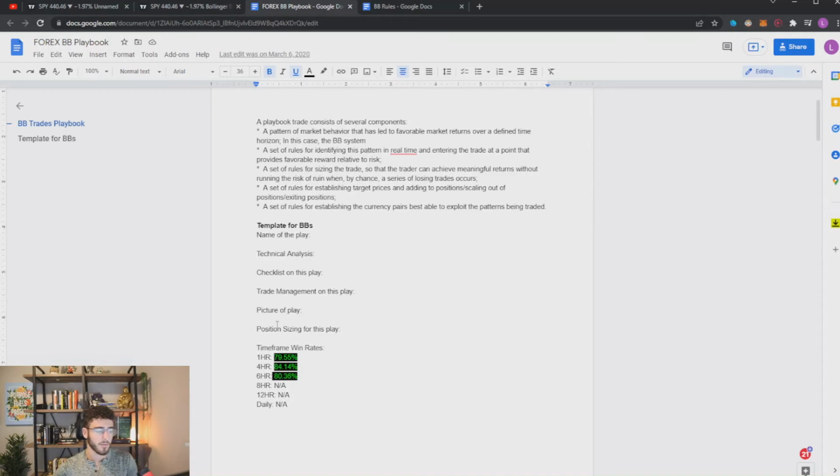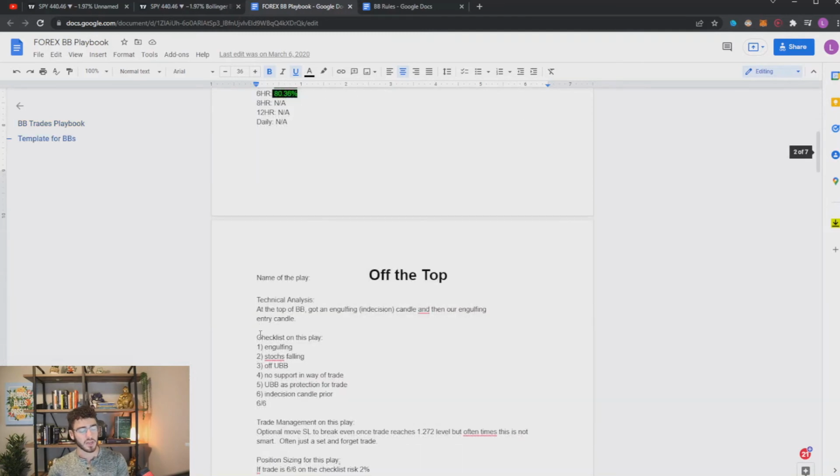The 1 hour time frame backtested has a historical win rate of 79.55%. The 4 hour has an 84.14% win rate. And the 6 hour has an 80.36% win rate. The first play is what I refer to as off the top. Not very creative, I know, but it works.